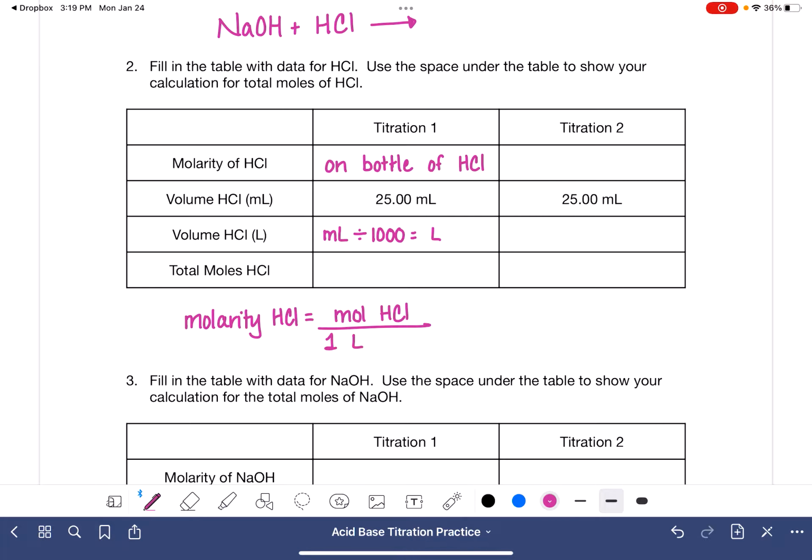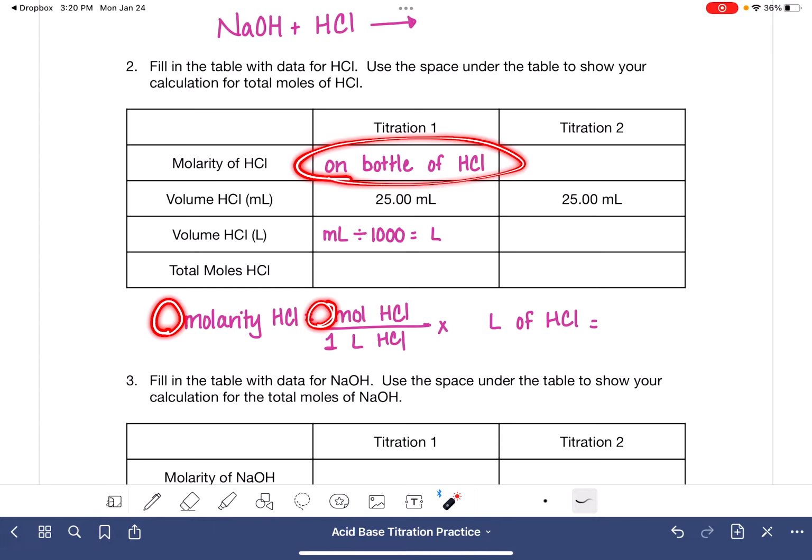And then what you'll do is multiply by the volume of HCl that you used in the lab in units of liters. So the molarity of HCl, which you got from the bottle, which goes in this spot right here, times the volume of HCl in liters that you calculated in this spot, that's going to give you the moles of HCl, which you'll put in this space. Data table number 3 is really similar.